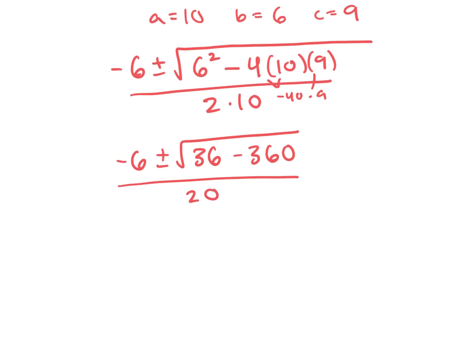Then we have negative 6 plus or minus. What's 36 minus 360? Negative 324 over 20.